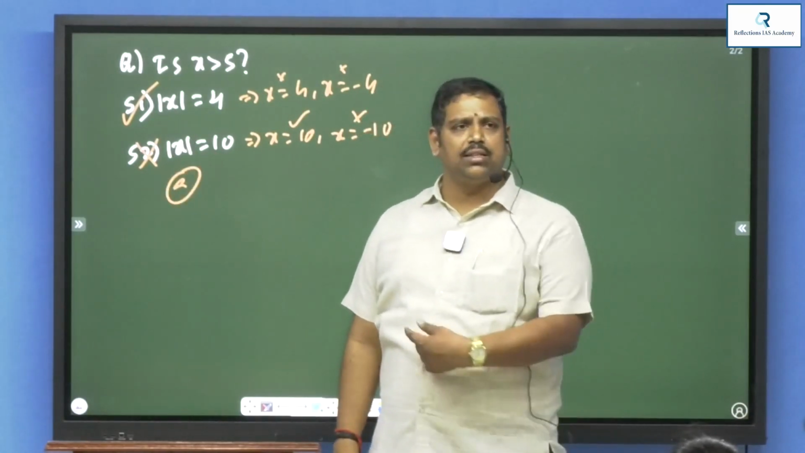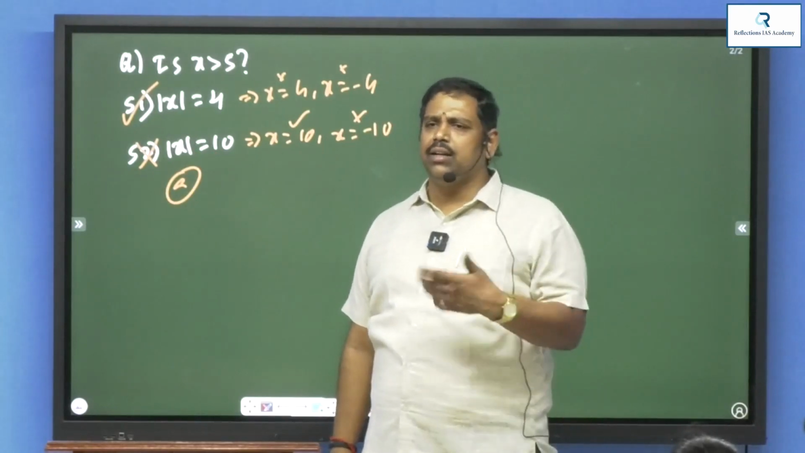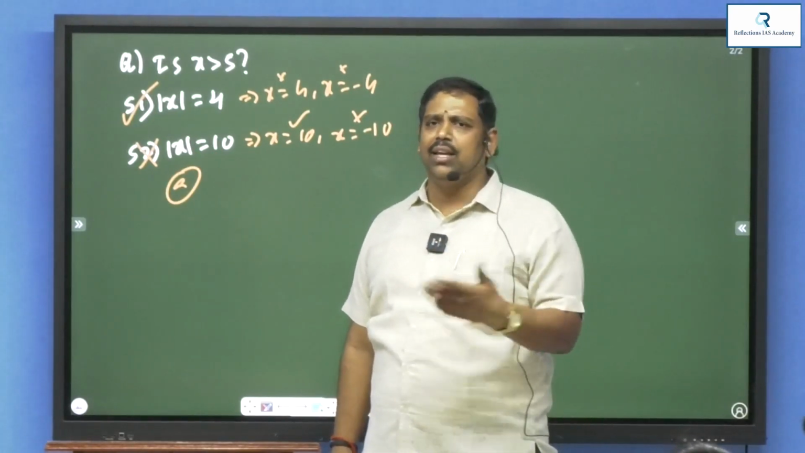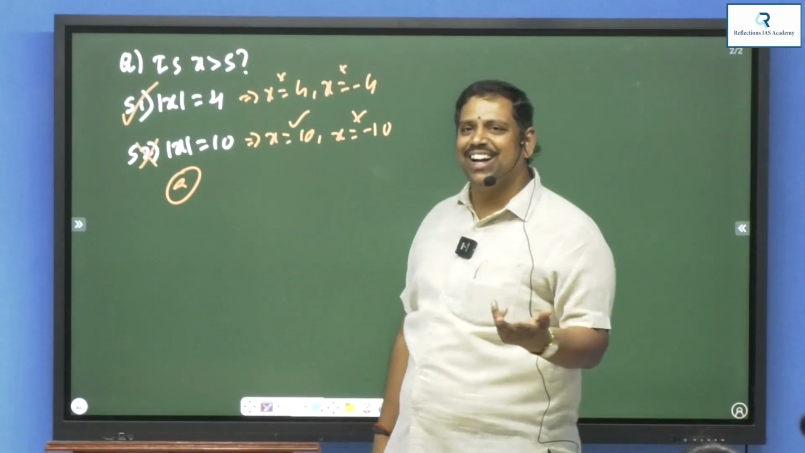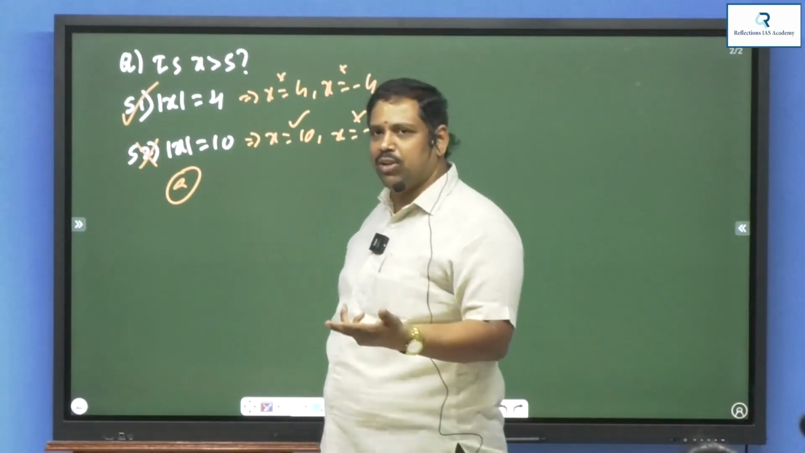Now tell me who gave this answer. All have given C, D, E. A for Ashok. No. A for apple.